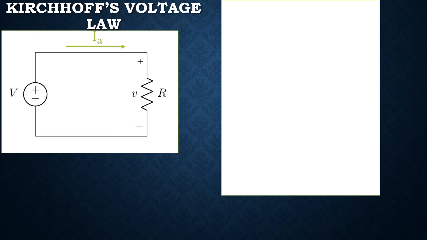As we move through the source, we experience a rise of V volts as the source supplies energy, and then as we pass through the resistor, there is a drop of lowercase v volts as the resistor uses energy. This means that capital V volts equals lowercase v volts.